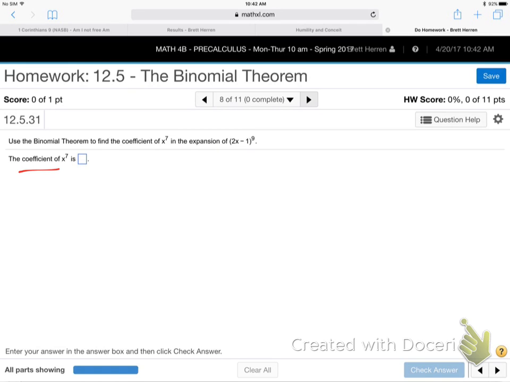Coefficient means like co-pilot, means the number, co means with. So the number with the x to the 7. Tell us the number next to x to the 7. That's what they're saying. They're saying, hey, what's the number that's going to be next to it? If you did this whole thing out, just give us the number next to x to the 7th.